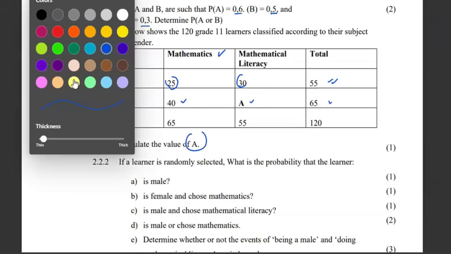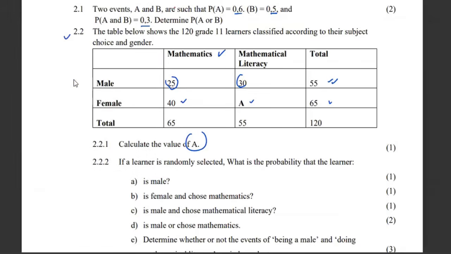So this A can be obtained either using the row or the column. Either way, we have the total of 55, 65, so we can subtract 65 minus 40, it's going to be a 25. 55 minus 30 is still a 25. So I'll say 55 minus 30 comes a 25.